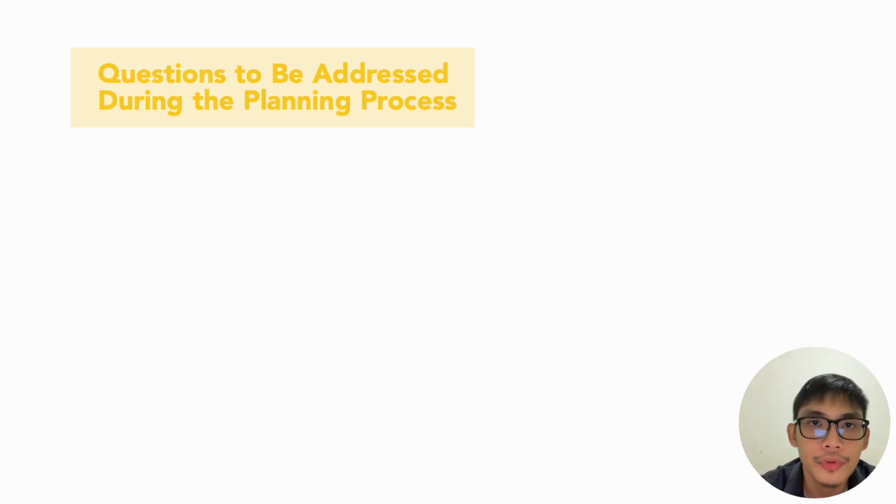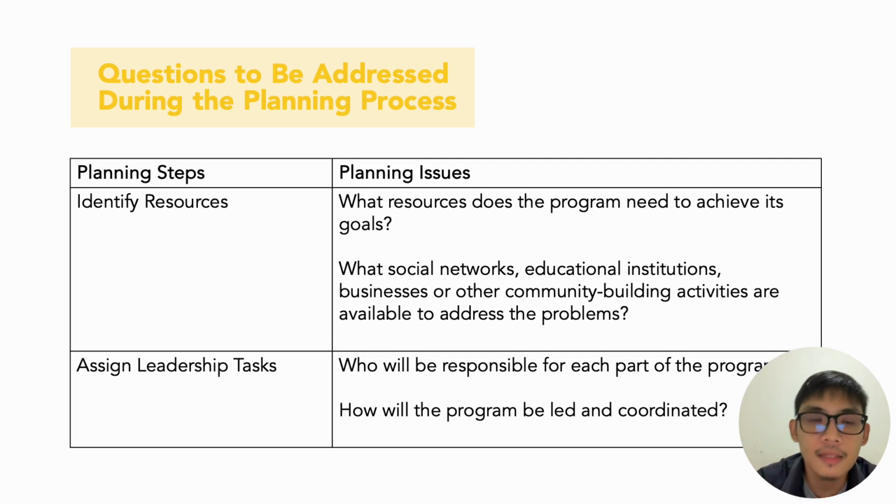The next step after developing the goals is identifying the resources. What resources does the program need to achieve its goals? It's one thing to ask what specific resources the program needs. It's another thing to ask whether these resources are available in our schools, right? Another question, what social networks, educational institutions, businesses, or other community building activities are available to address the problems? What community needs and community resources can we use as resources to help us in the implementation of the program?